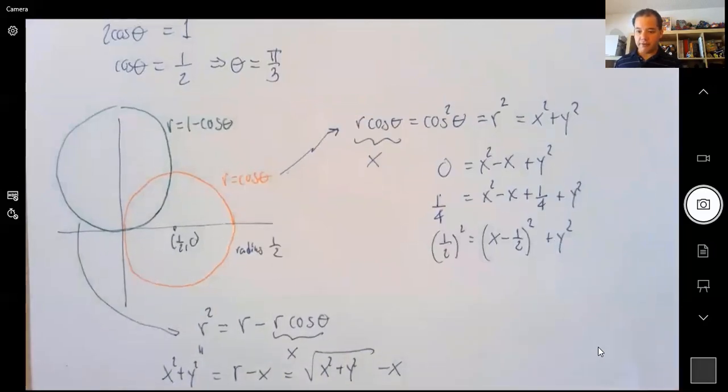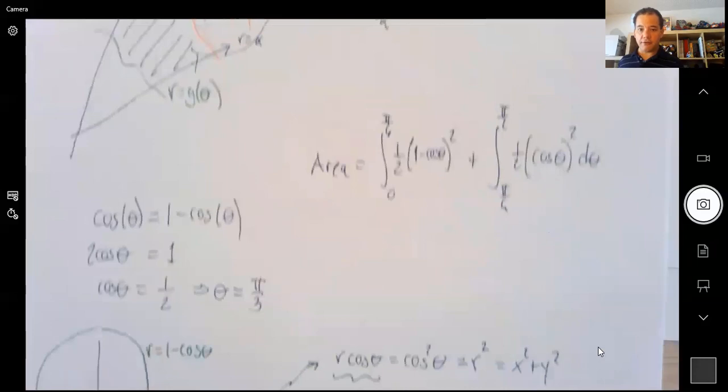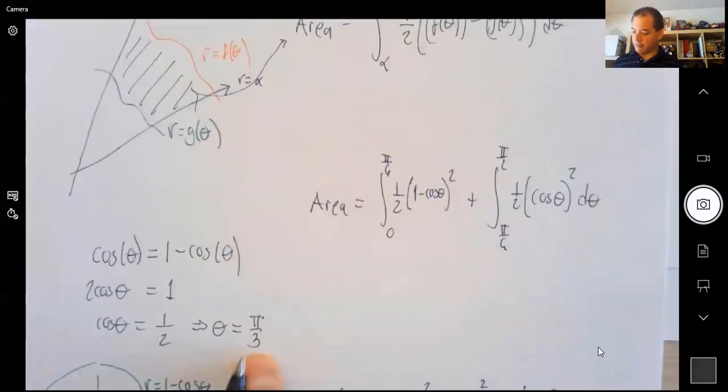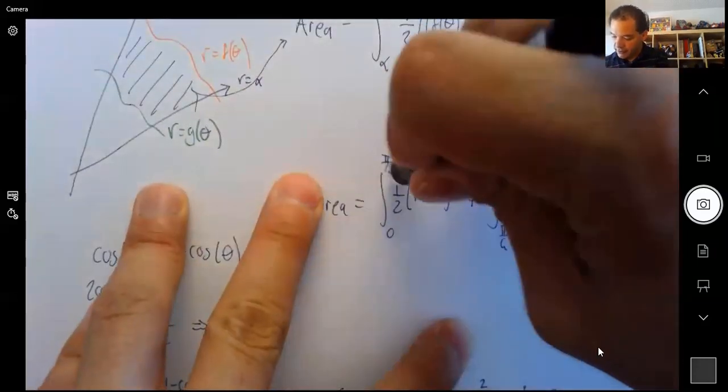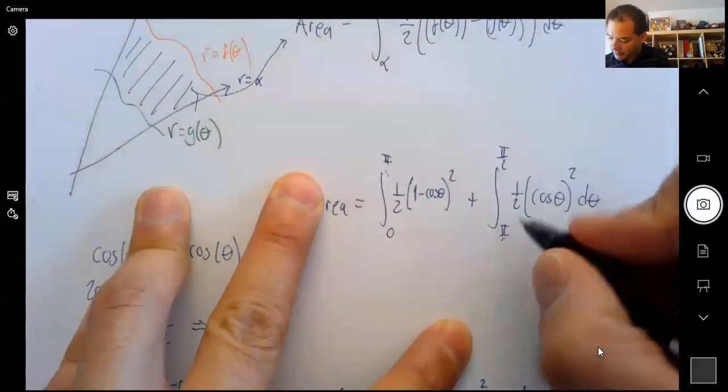Michael's saying, isn't it pi over 3, not pi over 6? Yeah, you're right. A typo, right? I had gotten pi over 3. Yeah, you're absolutely right about that. There's pi over 3 over here.